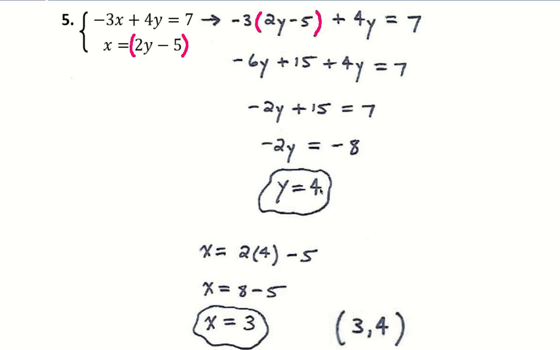As always, once you know that y equals 4, you can plug it into, I guess here was by far the simplest. Plug 4 in for y, and so x equals 2 times 4 minus 5, so 8 minus 5, 3. So final answer, x equals 3, y equals 4. Boom, bam.